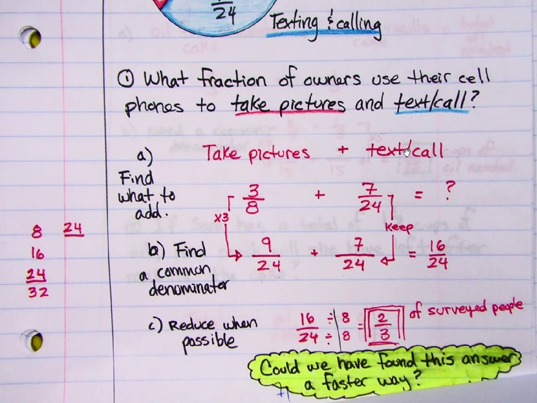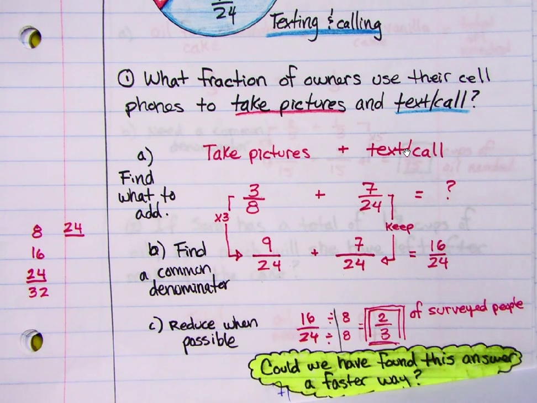Question to you: in this particular example, I used this to just show you adding unlike fractions, but could you have found this answer in a faster way? Take a look at the problem, see if you can.